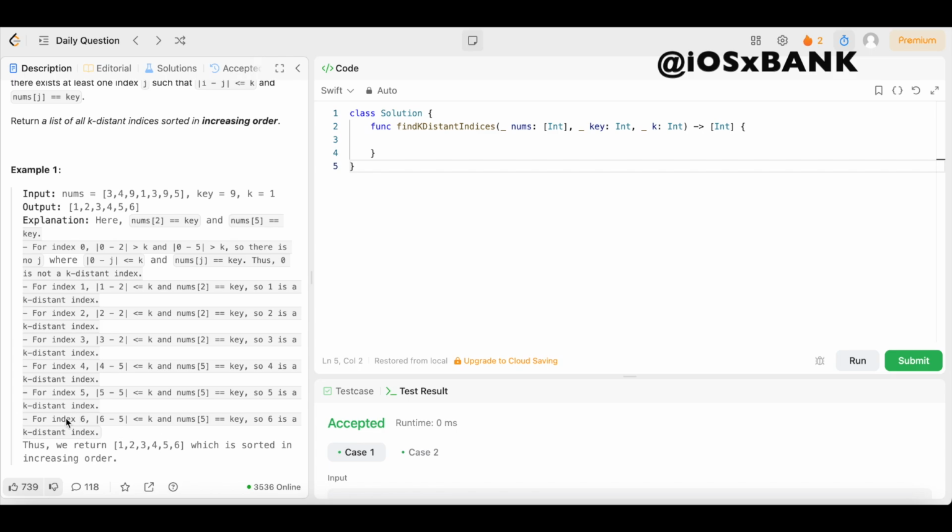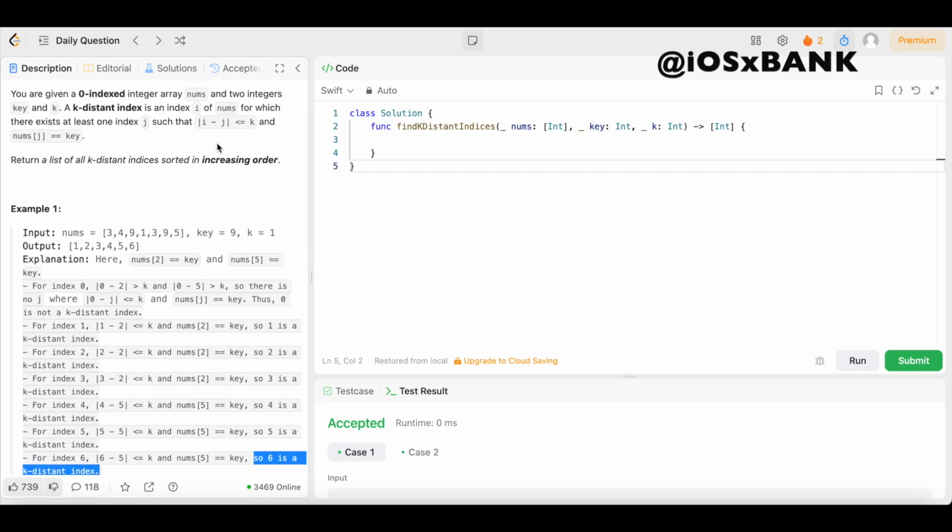Then last but not least, for index 6, the absolute value of 6 minus 5 is going to be 1, which is equal to k, right? It could be less than or equal to k. And nums of 5, once again, is the key. So 6 is a k-distant index because it fits both of the requirements: the absolute value of i minus j is less than or equal to k, and nums of j is going to be equal to the key.